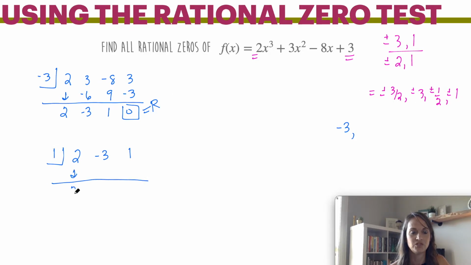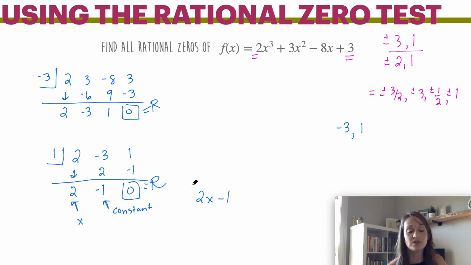If I bring down the 2, I multiply to get 2, bring down, add, and I get negative 1, multiply, get negative 1, and I get 0. Oh, yay, that worked. So we now know another answer, which is 1. At this point, we are down to, remember, the first, after the remainder, the first term is a constant, and the second term is the coefficient in front of x, and then it kept going x squared, x cubed. But at this point, we know that this is 2x minus 1.